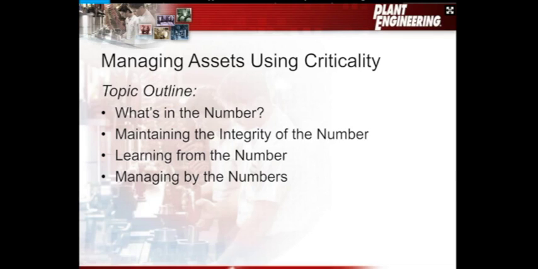Asset criticality analysis is not new because of ISO 55000, but we need to start thinking about how to revamp the practice, this core skill of asset criticality analysis, to make sure that moving forward in our business strategies to be competitive, we're focusing on that key statement of value. So in today's topics, we're going to talk about what's in the number. We're going to talk about how to maintain the integrity of the number. We'll look at some aspects of how to learn from the criticality numbers themselves. And then we're going to have a short conversation around managing by the numbers.